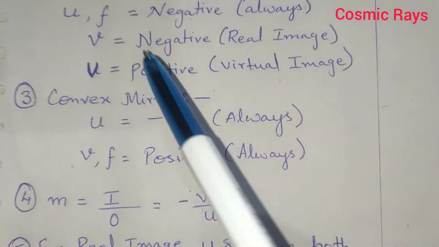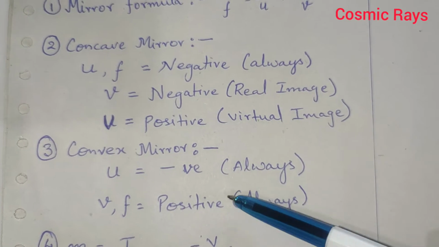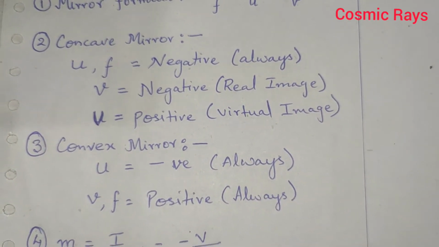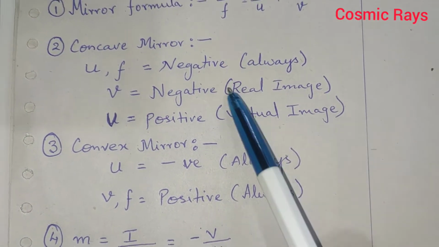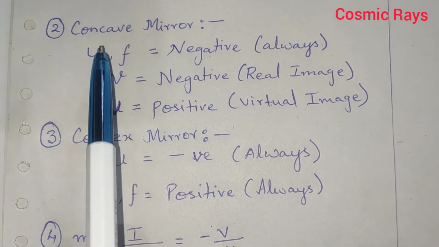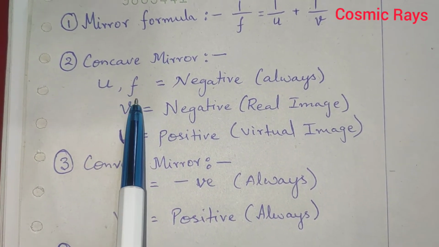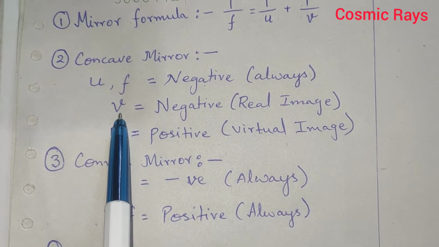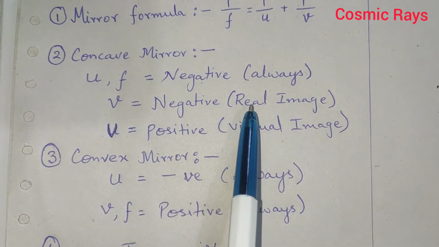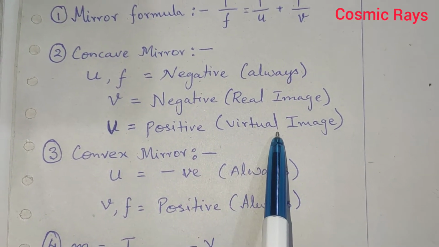Now if you understand the sign convention thoroughly and properly, then these 2 points you don't have to remember. In case you have slightest of doubt, then please remember these 2 points. Whenever we are talking about concave mirror, then u and f are always negative. v, that is the image distance, is negative for real image and positive for virtual image.